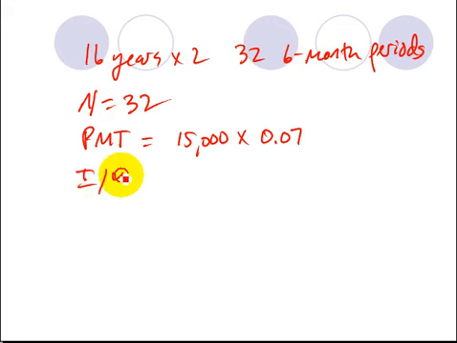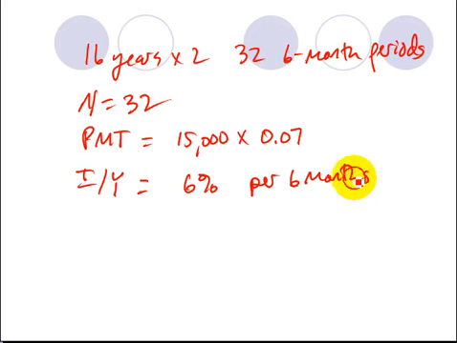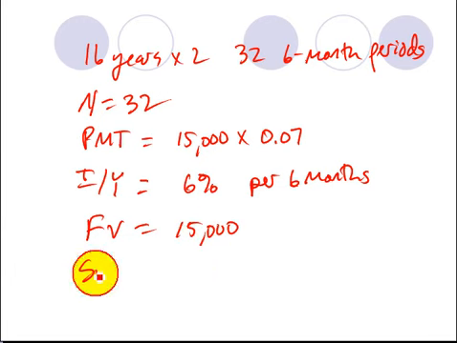The yield is 12% per year, but that's 6% per 6 months. The future value is how much this thing is going to pay off at the end, and that's $15,000. And we're going to solve for the present value. All right, so let's go ahead and do this now on the calculator.